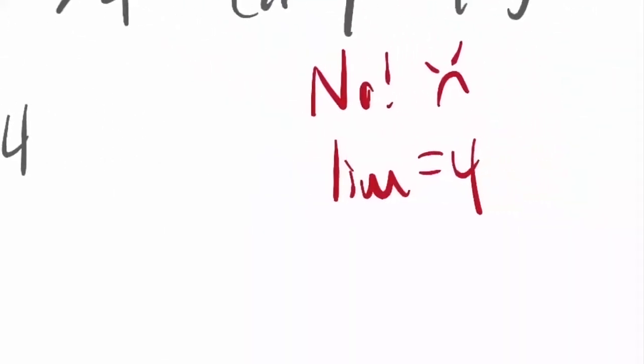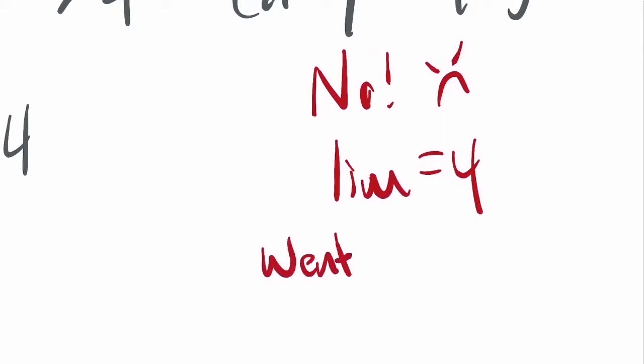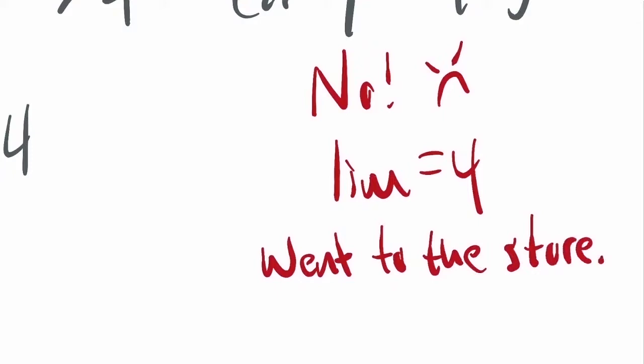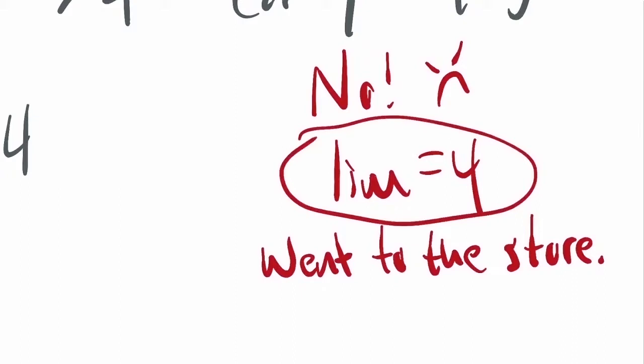So if you write lim equals 4, that's like saying "went to the store." That's an incomplete sentence. It doesn't give a complete thought. "Went to the store" is not a sentence. Like, who went to the store? What's the subject? So if you write something like lim equals 4, that's basically meaningless.